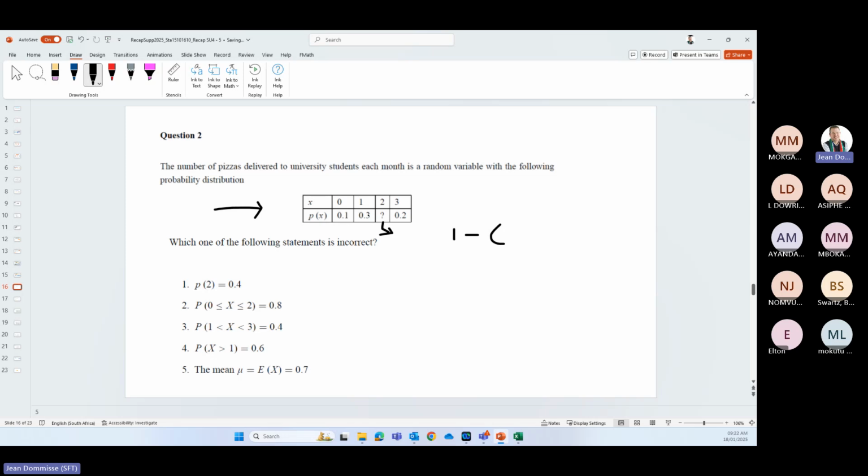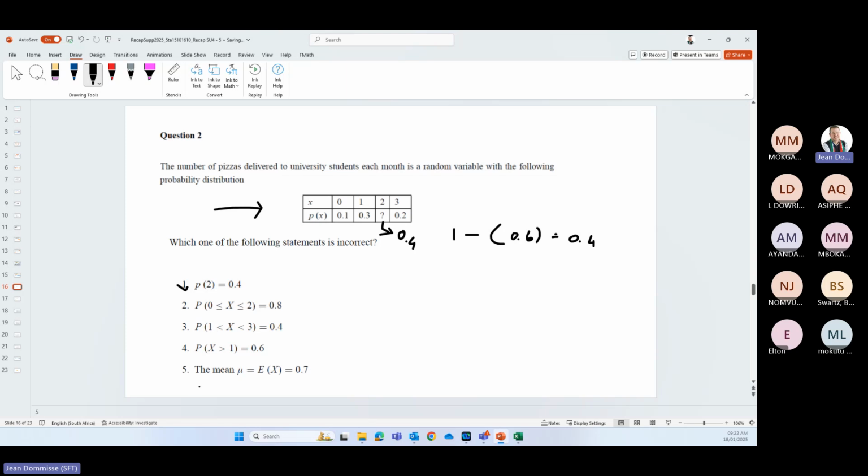So let's just quickly check. 0.1 plus 0.3 plus 0.2 is 0.6. So the probability of x = 2 is 0.4. Okay, so that is correct, but let's just put it in there, 0.4.